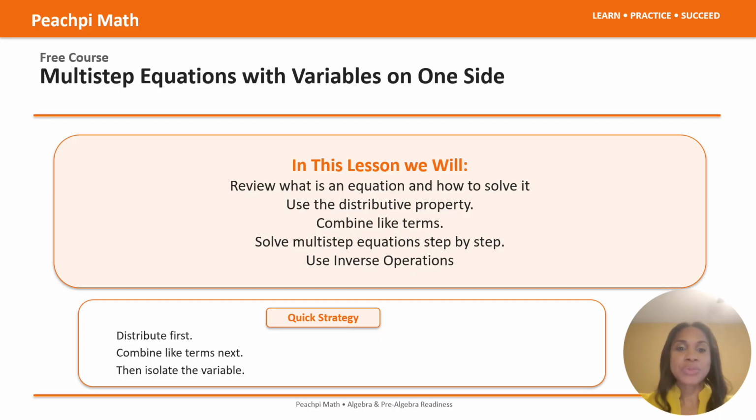Let's take a look at multi-step equations. In this lesson, we're going to review what an equation is and how to solve it, use the distributive property, combine like terms, solve multi-step equations step by step, and use inverse operations. The quick strategies that we're going to use: we're going to look to see if we have to distribute first, if we see parentheses, combine like terms if needed on the same side. And then, of course, the last step is to isolate that variable by dividing. So let's go ahead and get started.